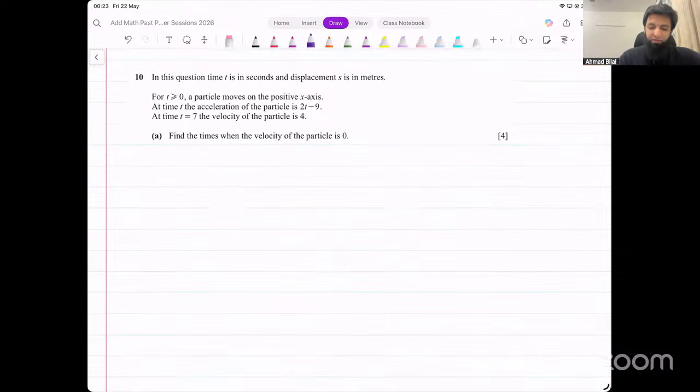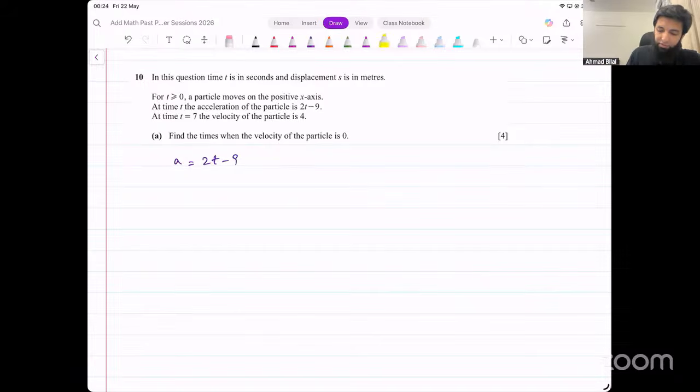Okay, now they're saying in this question, time t is in seconds and displacement is in meters. For time greater than or equal to 0, a particle moves on the positive x-axis. So it's moving horizontally, not necessarily just to the right side throughout, but it's moving on the positive x-axis. That's all that we know. At time t, the acceleration of the particle is 2t minus 9. So the acceleration function is 2t minus 9.